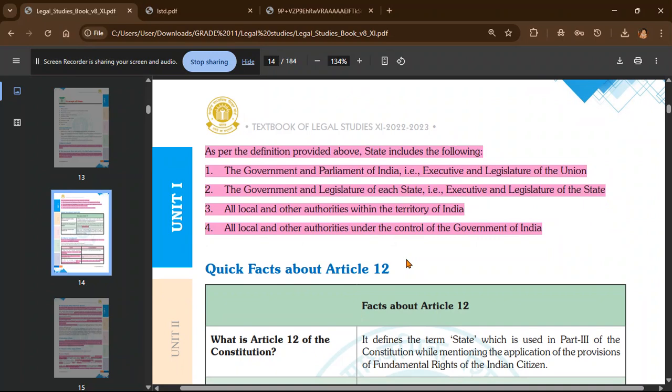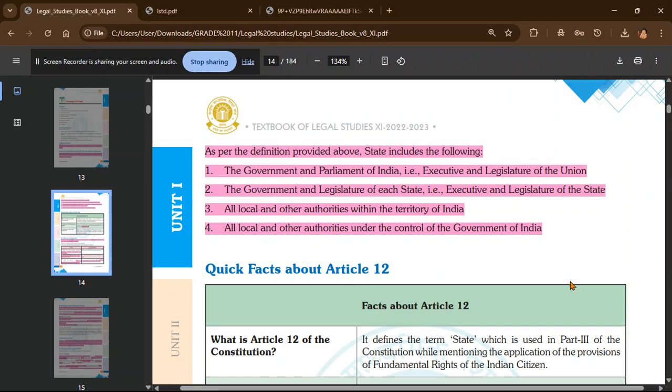Then the second point talks about government and legislature of each state. Every state has its own legislature. So in totality, it is known as Parliament of India, but if we talk statewide, it is called the legislature. So that is the executive and legislature of each state. That is the state government basically. They include the chief minister, the governor, the council of ministers, and the legislature of the state is also known as your Vidhan Sabha. Okay, there are two things: Vidhan Sabha, Vidhan Parishad. So these both come under the second point.